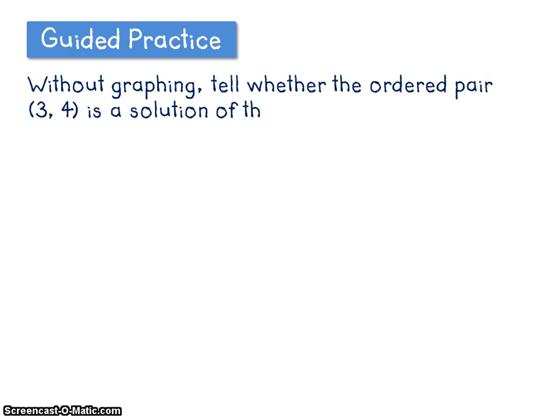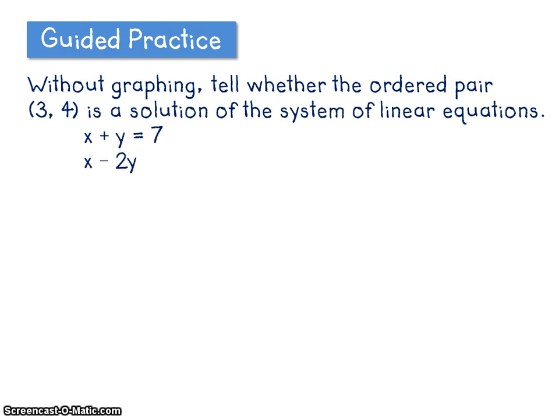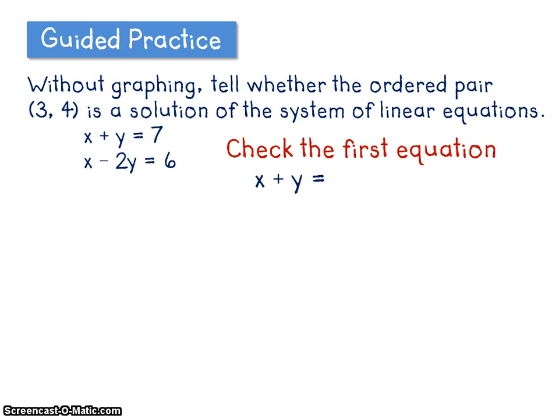So let's do this one together, the one that I presented this lesson with. Without graphing, tell whether the ordered pair (3, 4) is a solution of the system of linear equations. So we have x plus y equals 7 and x minus 2y equals 6. So we'll just start by substituting this point into the first equation. So x plus y equals 7. And I know my x value is 3 and my y value is 4. So it'll be 3 plus 4 equals 7. And I know 7 equals 7.